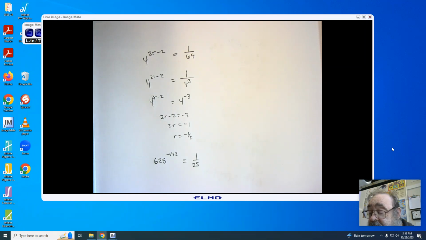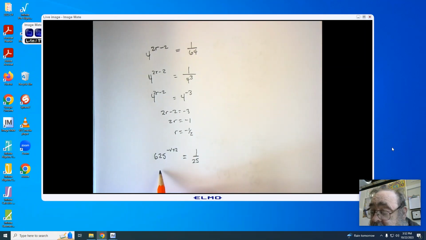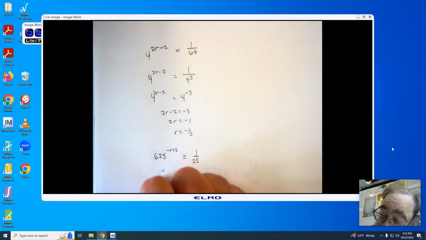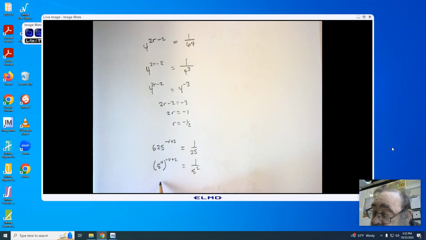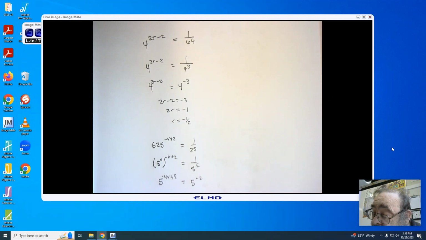For those of you with me, let's just go ahead and continue. We're looking at 5 to the fourth power. So I have 5 to the fourth power, parenthesis, to the negative v plus 2 is equal to 1 over 5 squared. This then gives me 5 to the negative 4v, and I have plus 8 is equal to 5 to the negative second power.